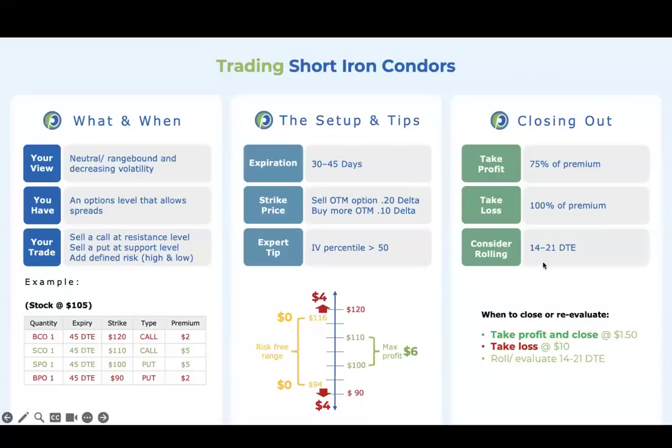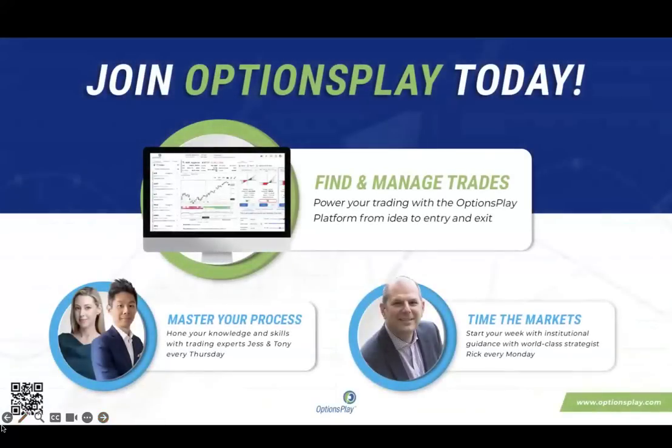And then closing out, we just have some best rules of practice. If we're doing the 30 to 45, 14 to 21 days until expiration is normally when that theta decay kicks in. That's when you want to close it out. And we want to take profit when we make 75%, take our loss when we lose 100% of premium in the short options scenarios.